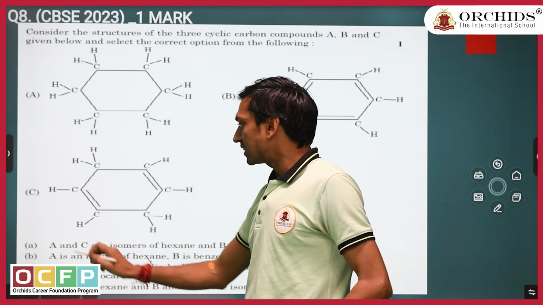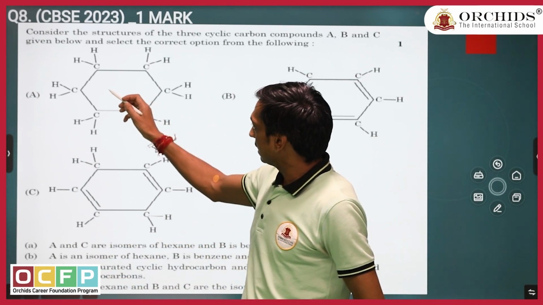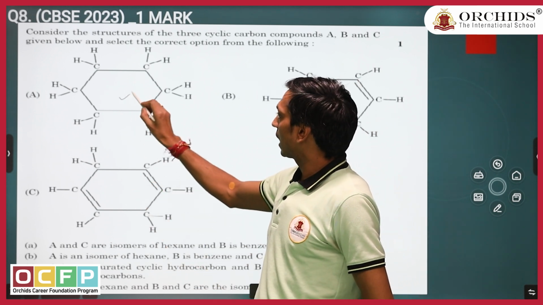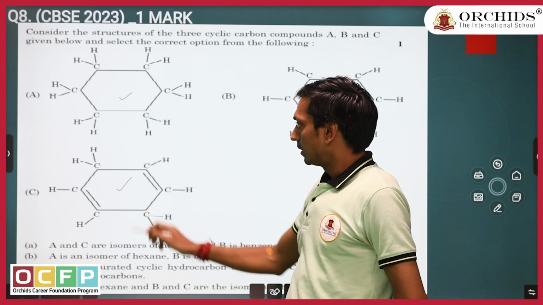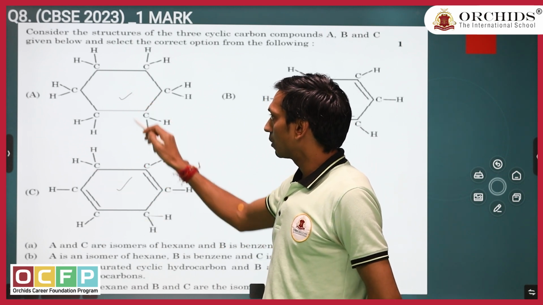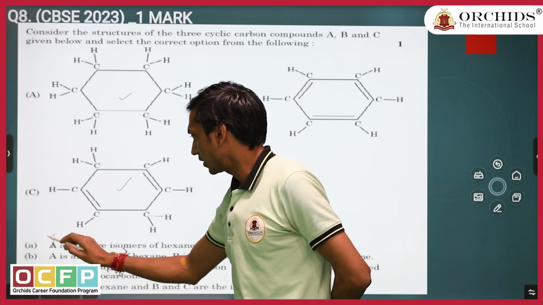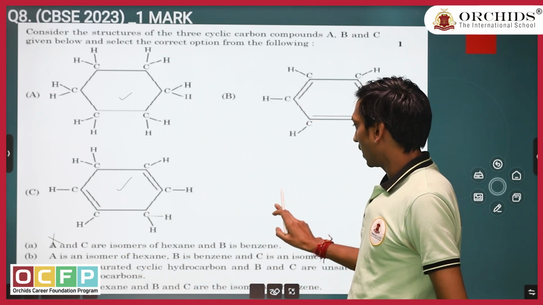Now he is saying A and C are isomers. So where is A? This is A and this is C. They are not isomers. Why? Because you can see the molecular formula of both is different. So they cannot be isomers. So option number A is not the correct option. That option is eliminated.